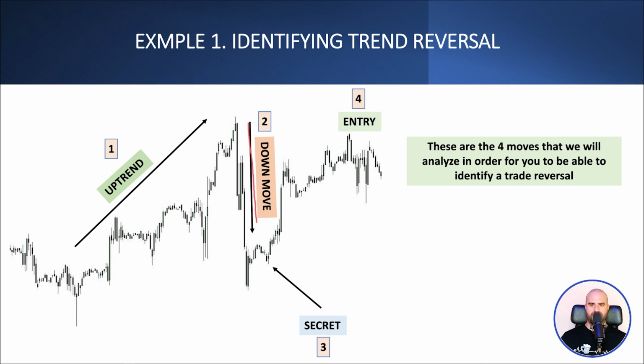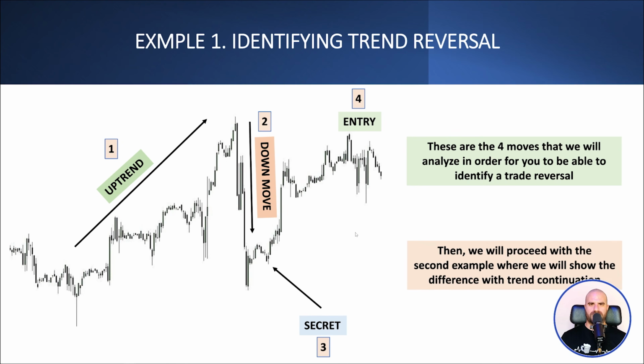There is a down move which is identified by number 2. Then there is the secret. This is going to be the major secret right here. And of course, we have our entry in the end. Now, one of the most important things will be our secret, which refers to this part right here. So I want you to pay very close attention. But now let's proceed step by step on how to identify the trends and what to do.